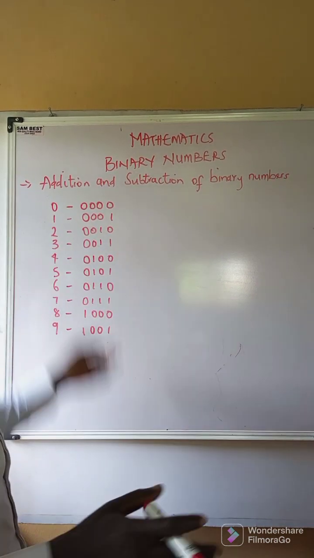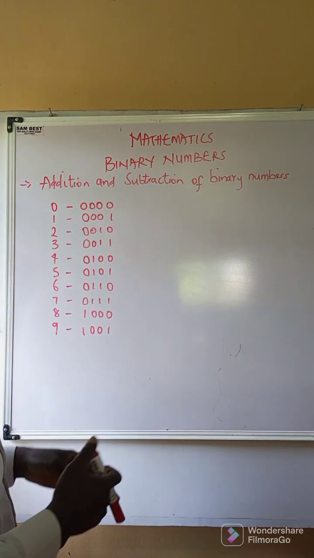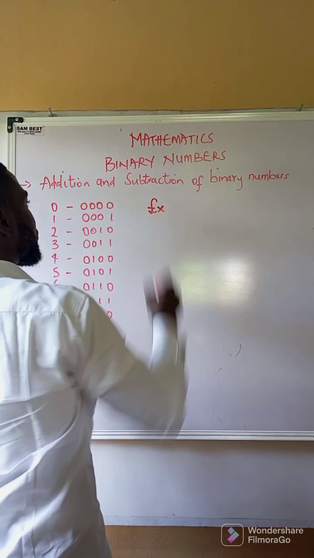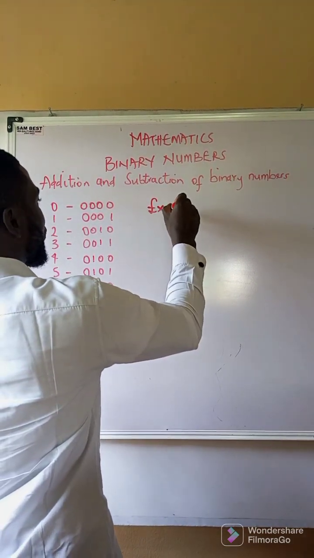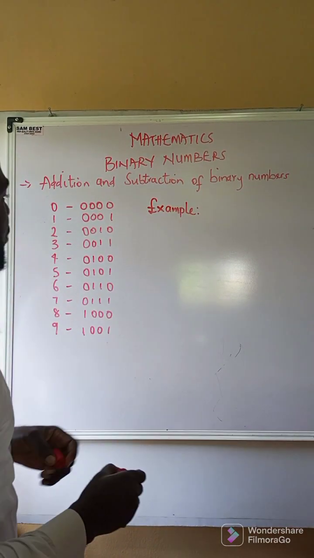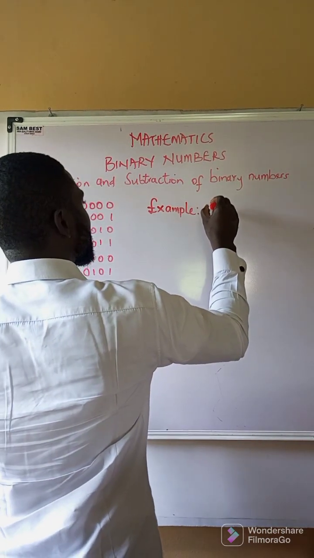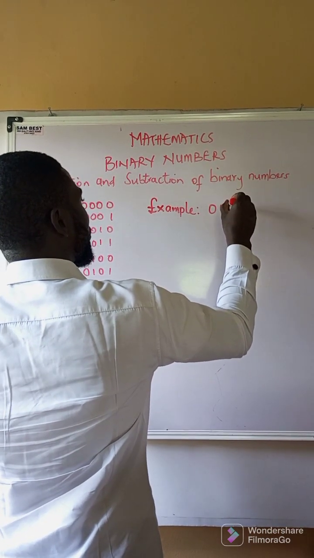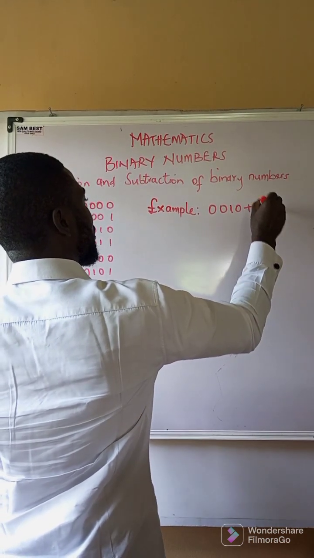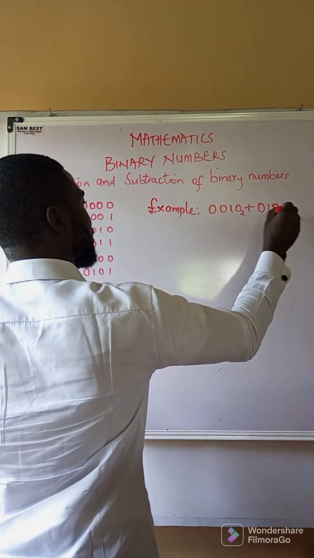Now, to add binary numbers, with your understanding of their equivalent expressions, you'll be able to figure it out easily, as well as the subtraction. But let's start with the addition. For example, we are asked to add, say, 0010 plus 0101, all to base 2.